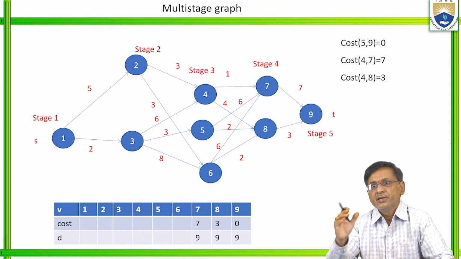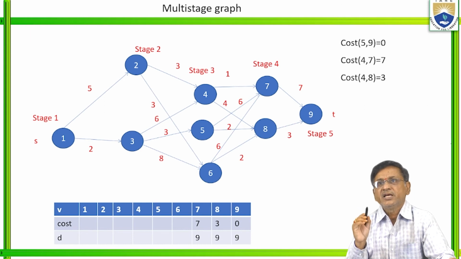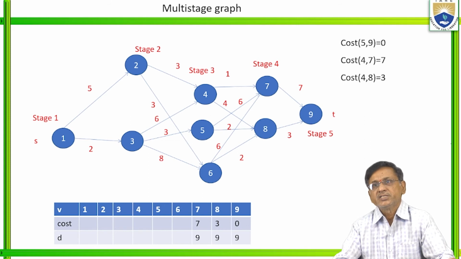Then coming to the 4th stage. In the 4th stage, there are 2 vertices: one is 7 and another one is 8. From 7 to 9, what is the cost? The cost is 7. That means the cost of vertex 7 in the 4th stage is 7 and the destination is 9. That means we are going from 7 to 9. 7 to 9, the destination is 9 and the cost is 7.